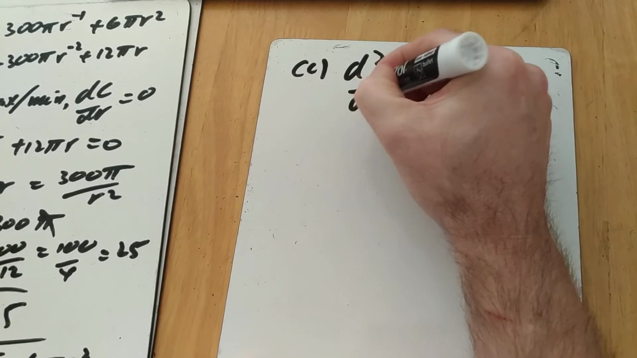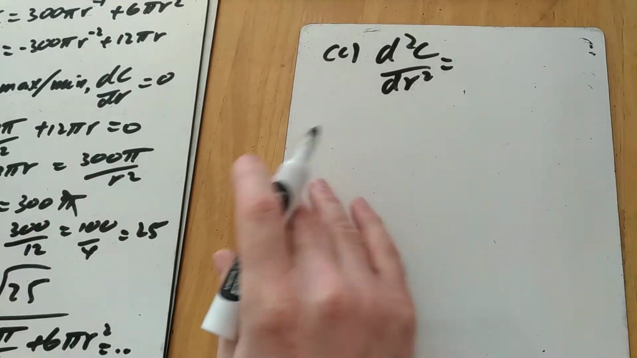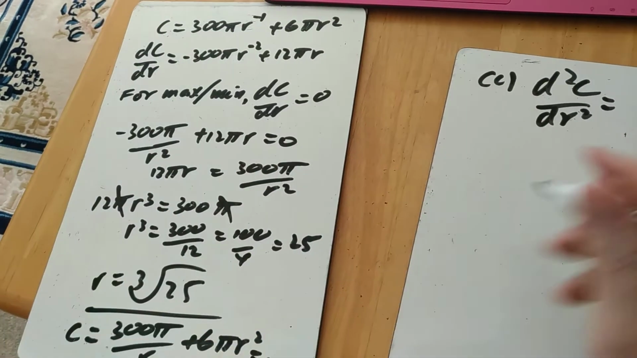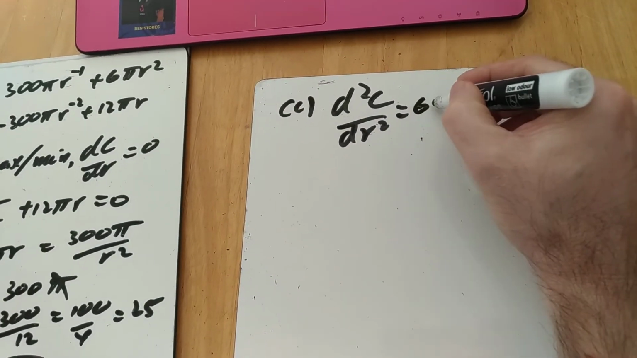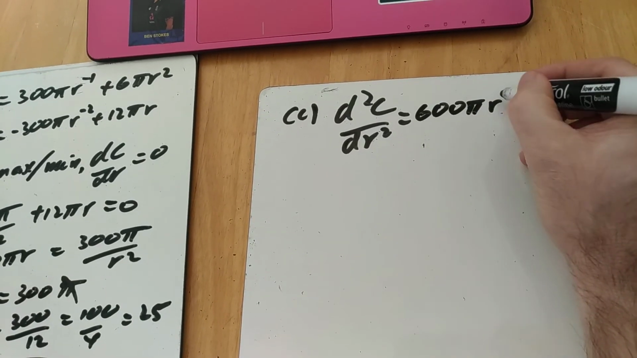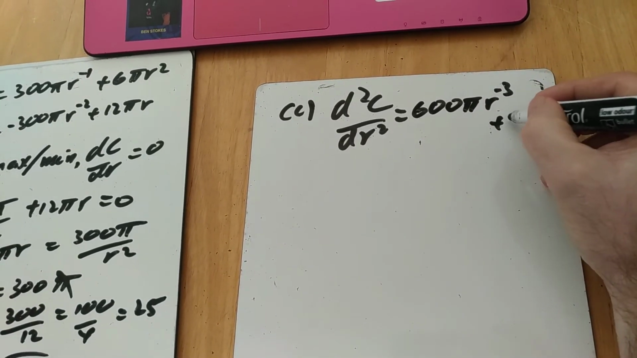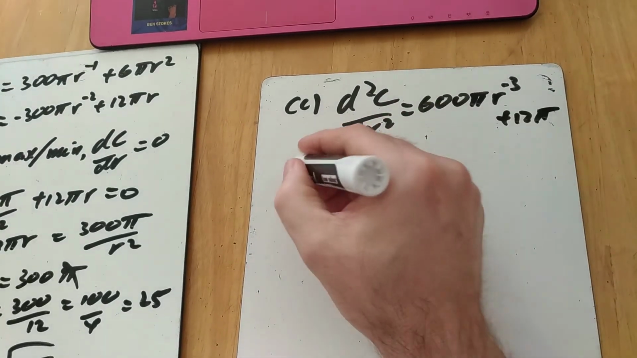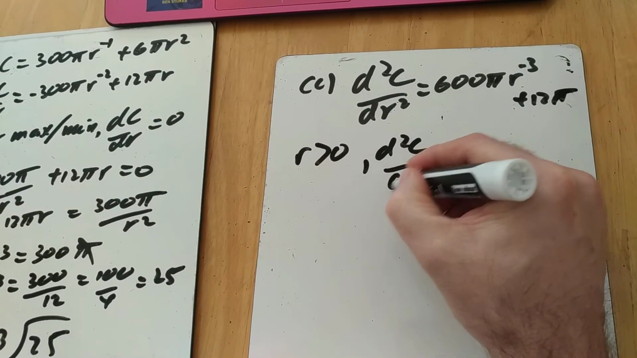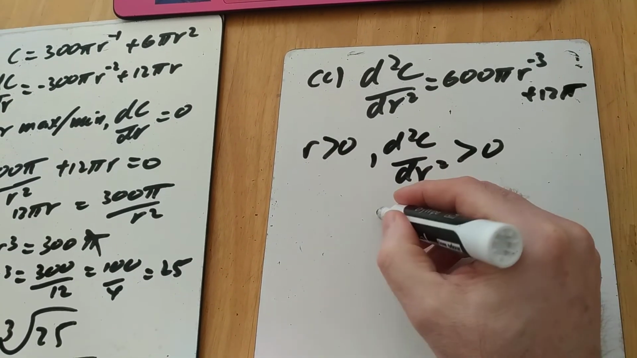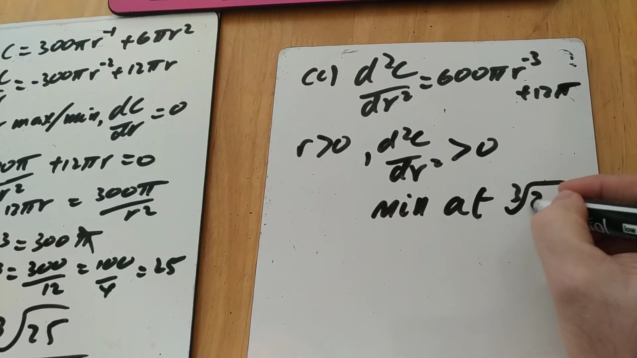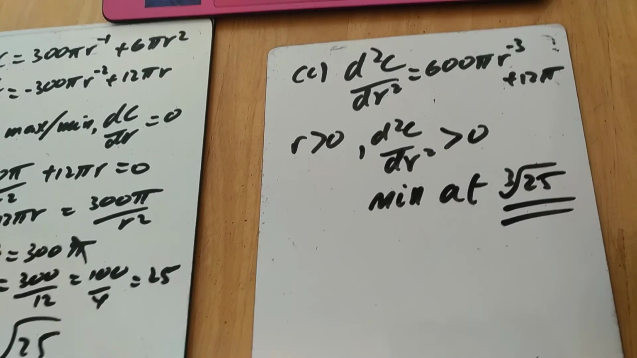Do my second differential. So take my differential there, times by the power, 600 pi r to the minus 3 plus 12 pi, and as long as r is greater than 0, it means my second differential is greater than 0, so I've got a min at whatever the cube root of 25 was. And that's my 1 mark there.